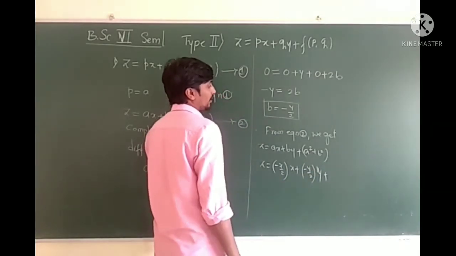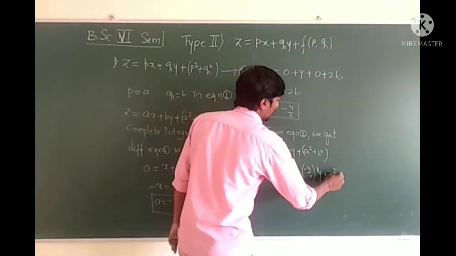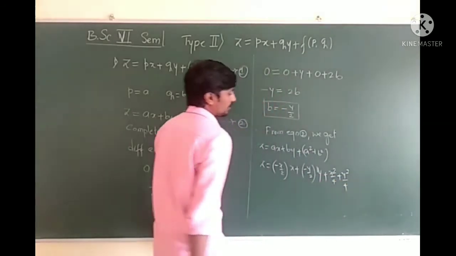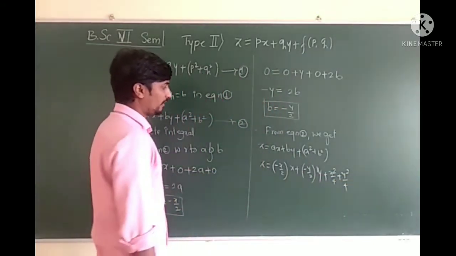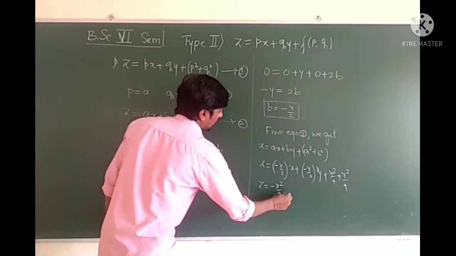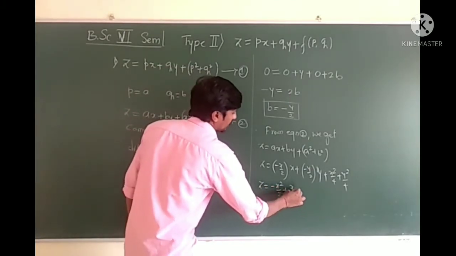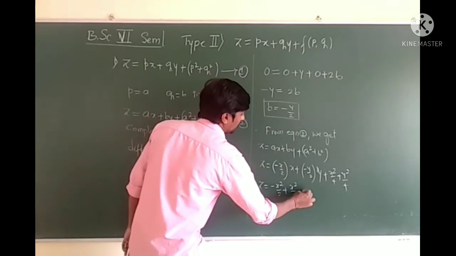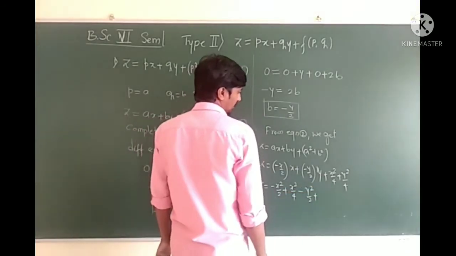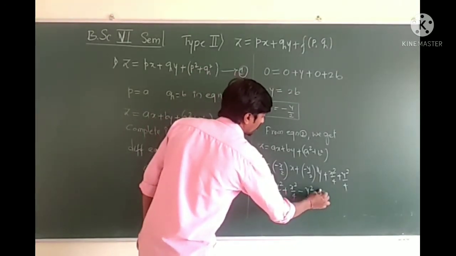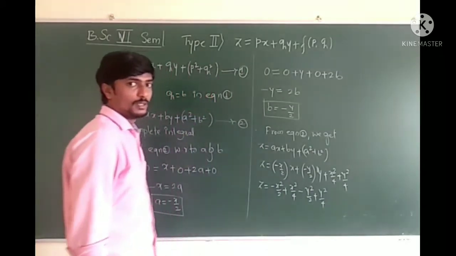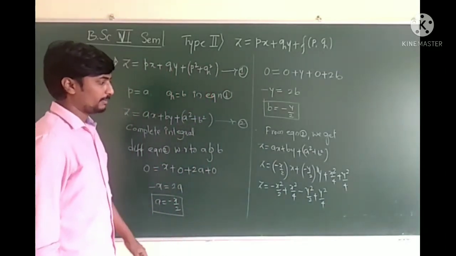So it is x square divided by 4 plus y square divided by 4a. Just simplify this value. So this will become z equal to minus x square by 2 plus x square by 4 minus y square by 2 plus y square by 4 here. So take the LCM, which is 4.